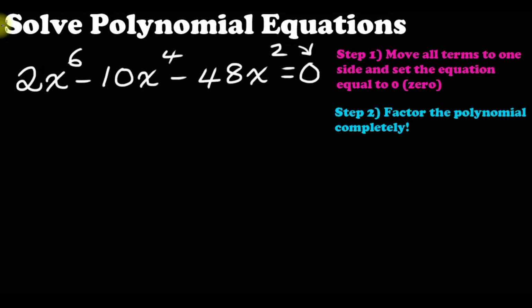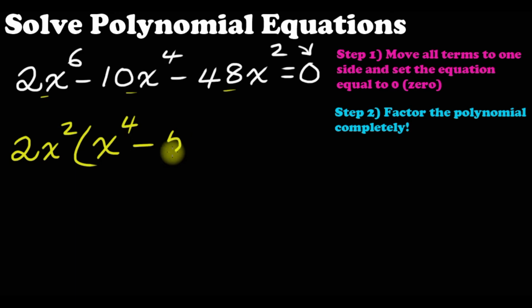First thing we have to do is look for the greatest common factor. The greatest common factor for these three terms is going to be 2. You can pull a 2 out, and then you can pull out an x squared from each one. So 2x squared is the greatest common factor. When you divide all of these by 2x squared, you get x to the 4th minus 5x squared minus 24, and all that equals 0.